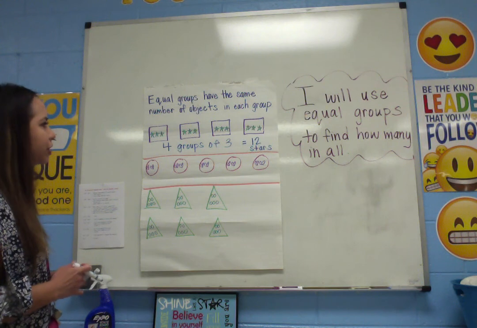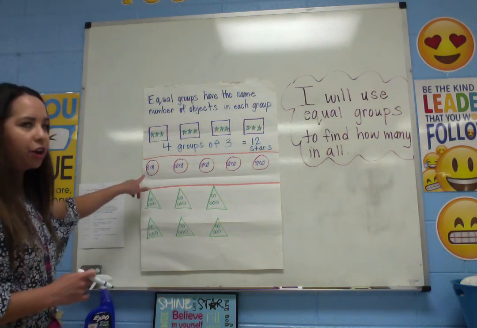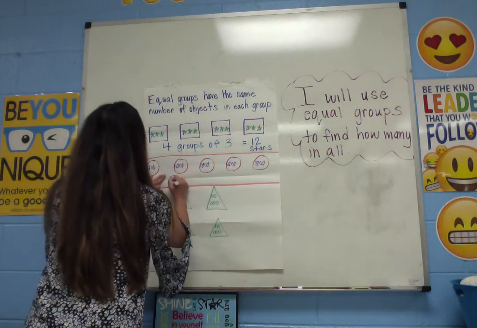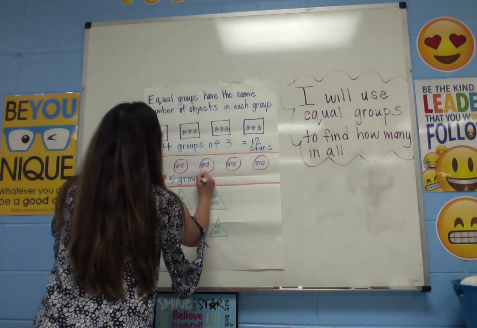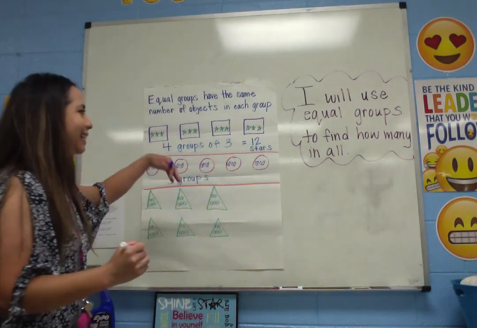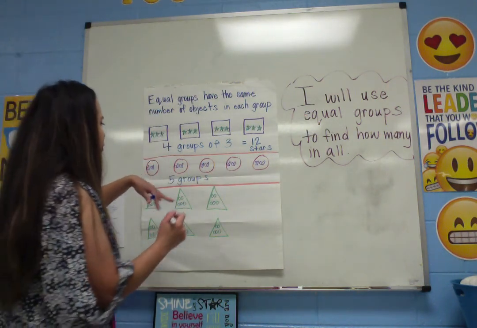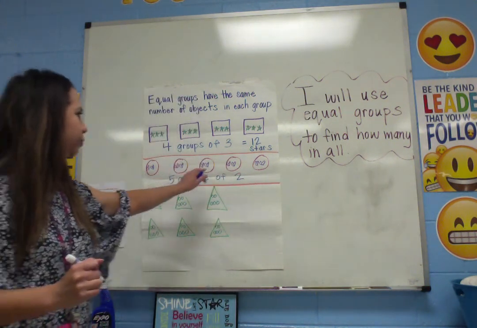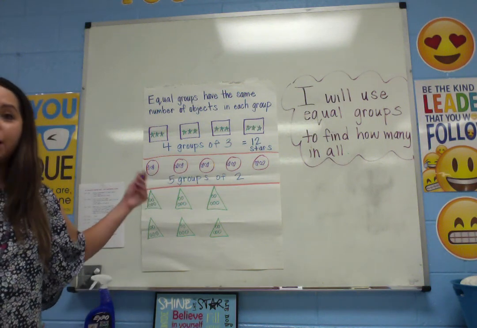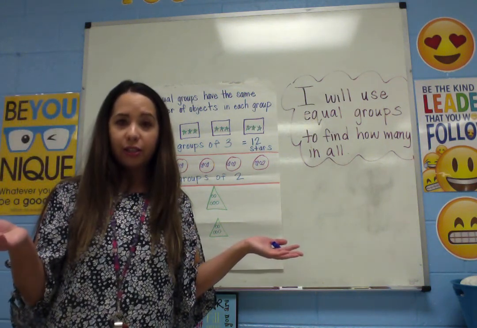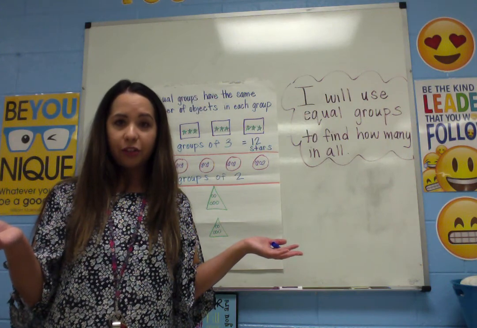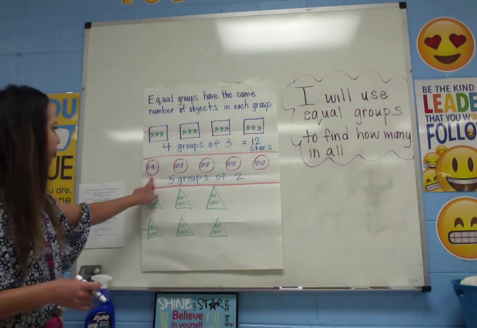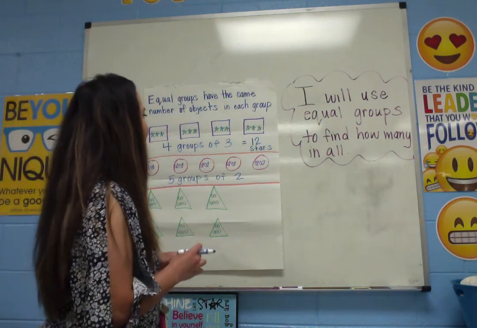So let's count. First, let's count our groups. Ready? Let's count the circles. 1, 2, 3, 4, 5. There are 5 groups. Again, the circles represent the groups, and the objects in each group are hearts, and there are 2 hearts in each group. So we would say 5 groups of 2. To find the total number of hearts in all of the groups, all we have to do is skip count by 2s because there are 2 hearts in each group. 2, 4, 6, 8, 10.